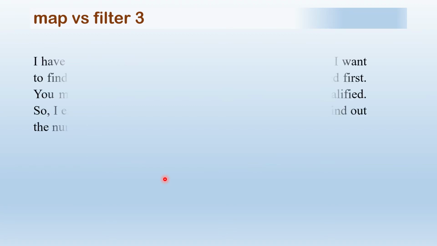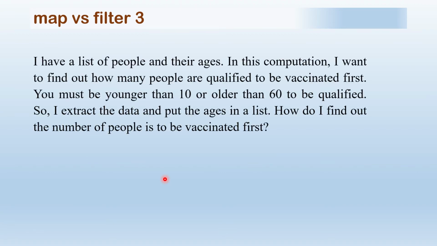Okay, let's continue. This will be the third problem. Let's say I have a series of ages. These numbers are the ages of people, and I want to select from these people who are qualified to be vaccinated first. You must be younger than 10 years old or older than 60 to be qualified. So the problem is, how do I find out the number of people to be vaccinated?